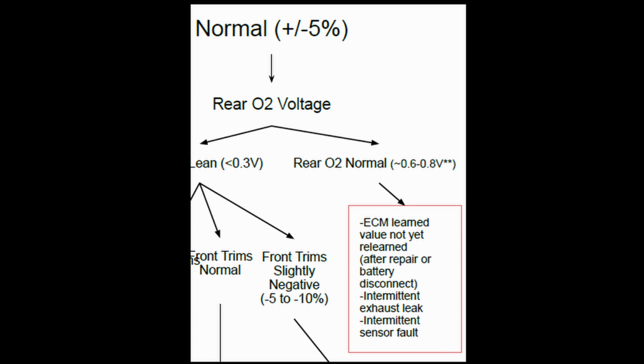Other things that can be in this category that are fairly common is some sort of exhaust leak that gets worse sometimes, and sometimes it's not so bad. Some sort of sensor fault that sometimes it's bad, sometimes it's not there, or even more rarely some sort of fuel issue that's sometimes a problem, sometimes not a problem.